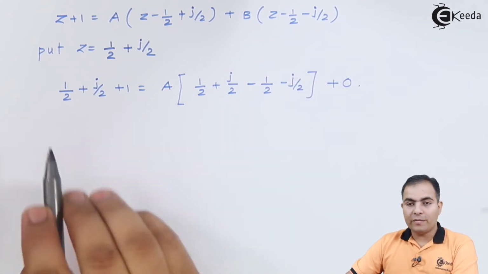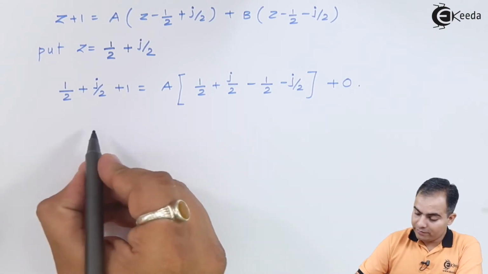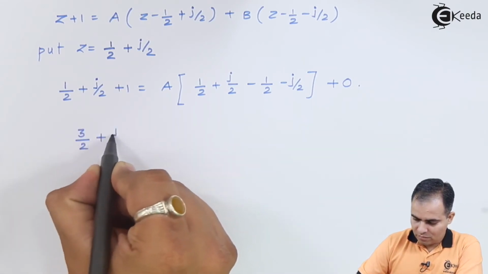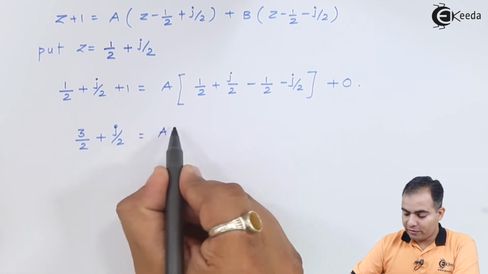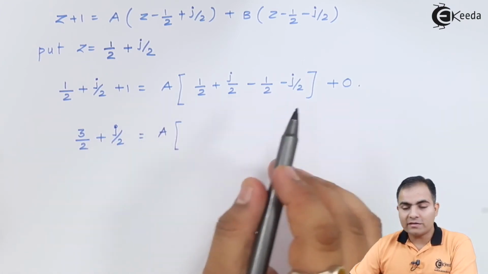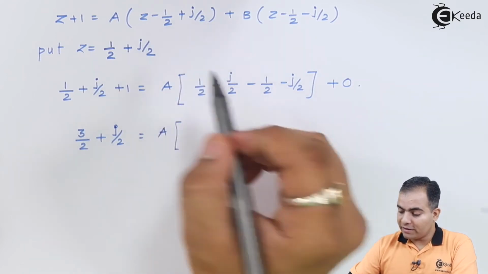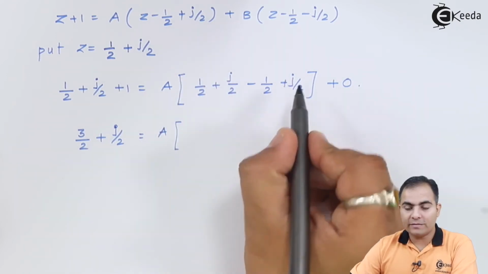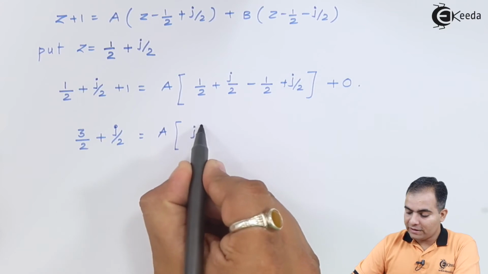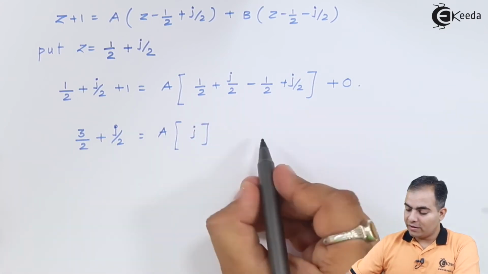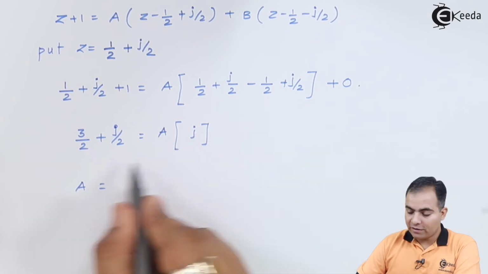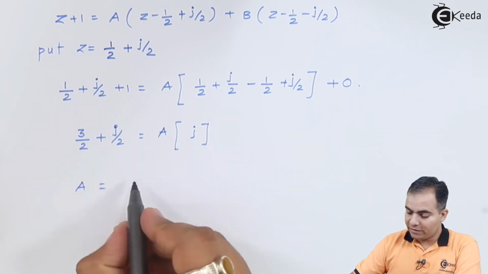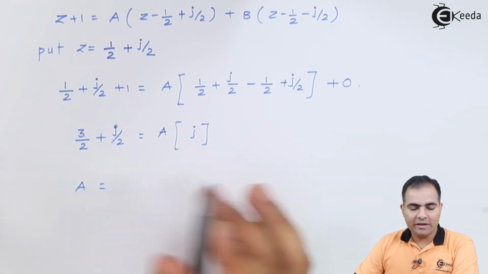Now look here, 1 plus half is always 3 by 2 plus j by 2, and on the right hand side, half minus half get cancelled, and the next one is plus, so plus j by 2 plus j by 2, answer is only j. Now to get the value of a, I'll shift this j to the denominator of the left hand side, or you can say divide both the sides by j.